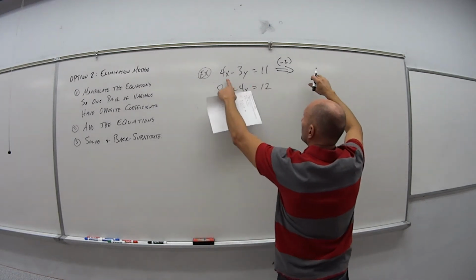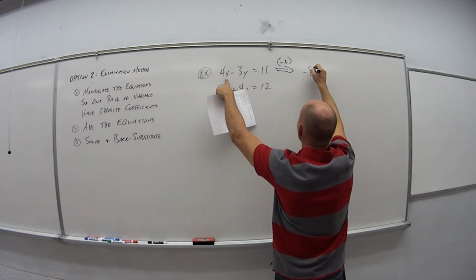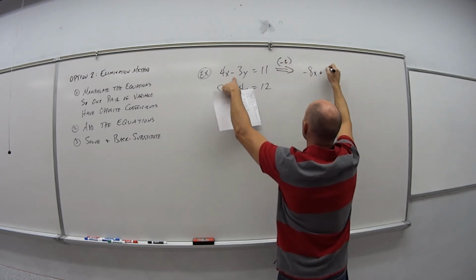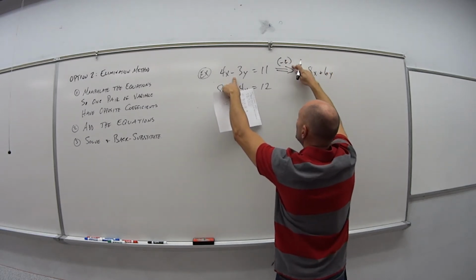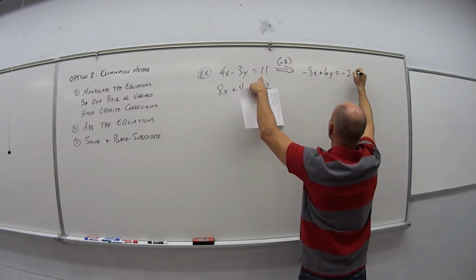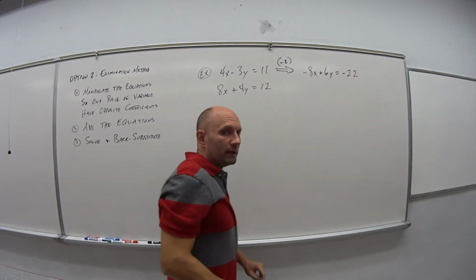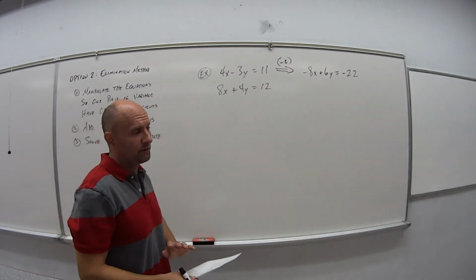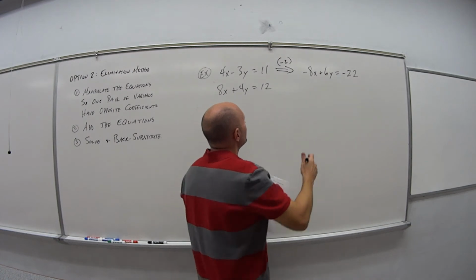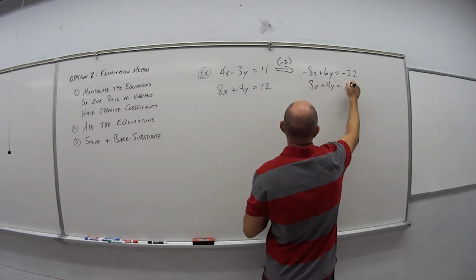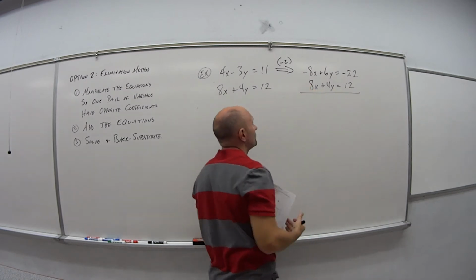So if I multiply the whole first row by negative 2, I get minus 8x. Negative 3 times negative 2 is plus 6y. Be careful with your signs. And negative 2 times 11 is negative 22. And again, I'm not going to multiply the second row by anything. I already have 8x. That's what I wanted. So I'm just going to leave that row as it was.